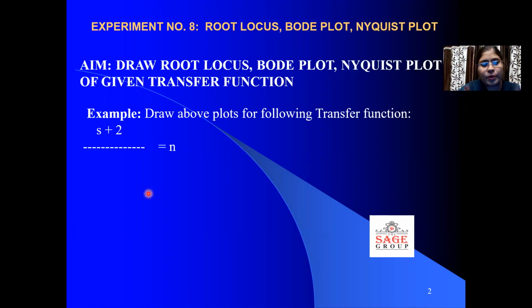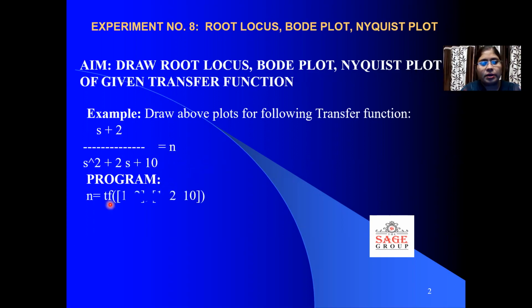S plus 2 upon S square plus 2S plus 10 equal to N. Now N is representing the transfer function. So write the program for this to draw root locus, Bode plot and Nyquist plot. The command for the transfer function is TF. This 1 and 2 are the coefficients of numerator polynomial, and 1, 2, 10 are the coefficients of denominator polynomial. So n equal to TF. This TF command will write the transfer function in MATLAB.